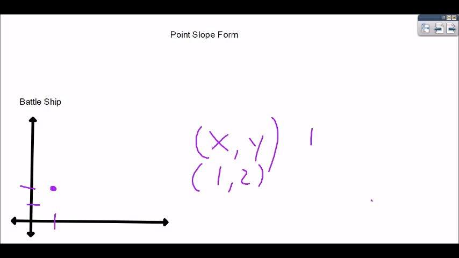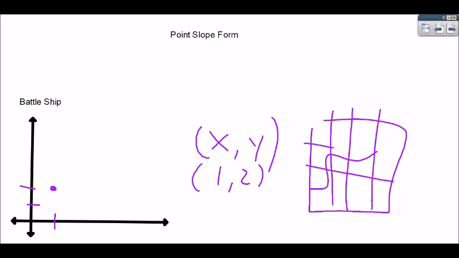So let's say I had a map and I was walking and they had a grid system on it and I knew where I was on the grid system. I just didn't know where I finished. This is where point slope form can help us out.